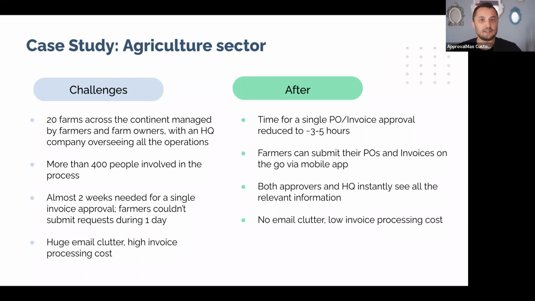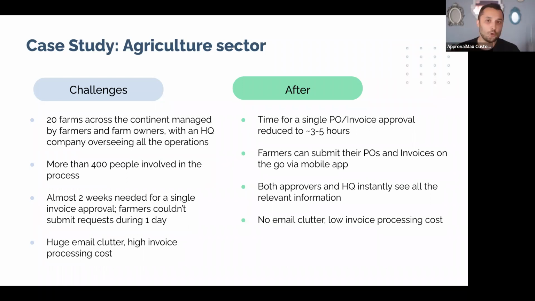So they came to us, they wanted to implement the workflow. We created about 30 approval steps for them. All 400 people were involved in the process with different things that they need to approve. And at that point, a farmer who is on the field, if he needs to raise a purchase order, he would literally take out his mobile app, create a purchase order, submit it for approval.